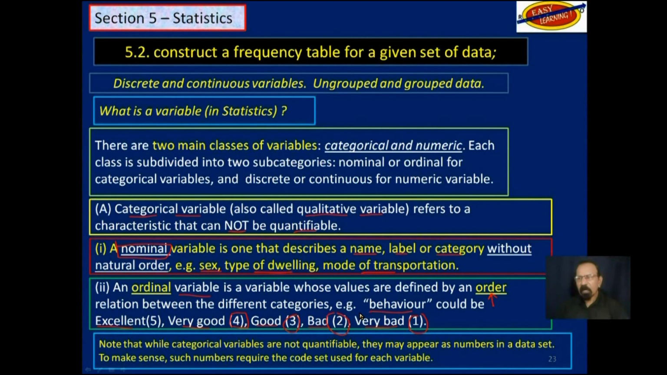So note that while categorical variables are not quantifiable, they may appear as numbers in a data set. To make sense of such numbers, you would require the code set for each variable. So if you were to say on a report that the student's behavior is graded as 4, somewhere on that report, it has to say what that 4 means. That it means very good.